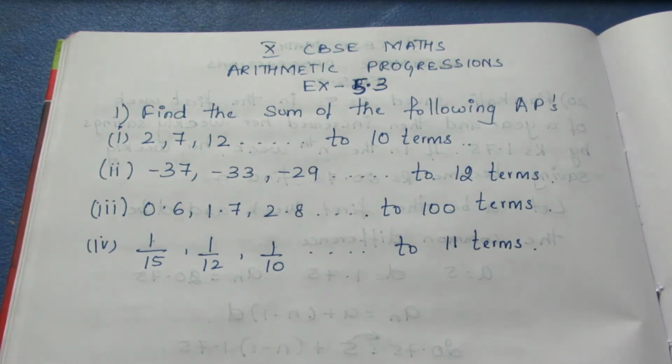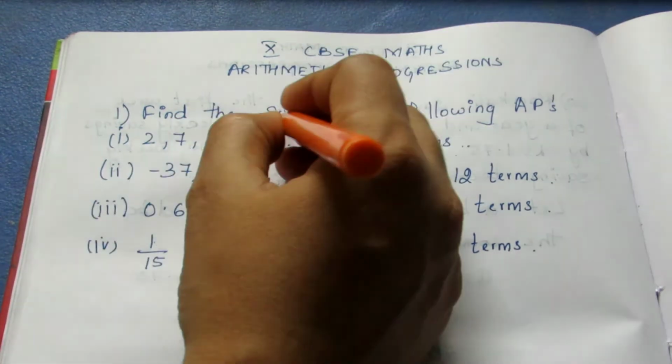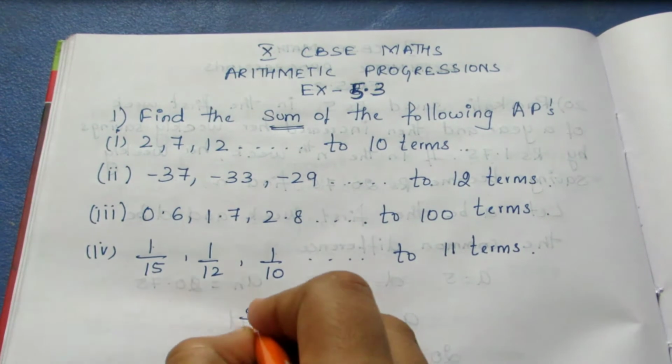Let's see the question. Find the sum of the following APs. So we need to find the sum. If they have asked for sum, that means we need to find Sn.